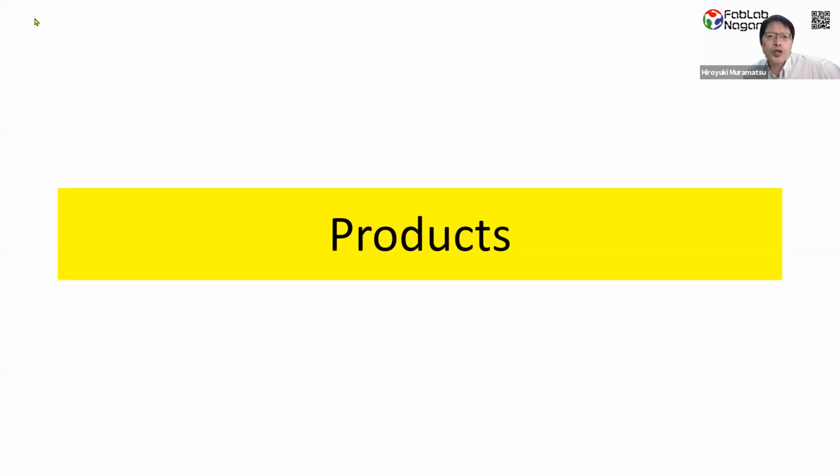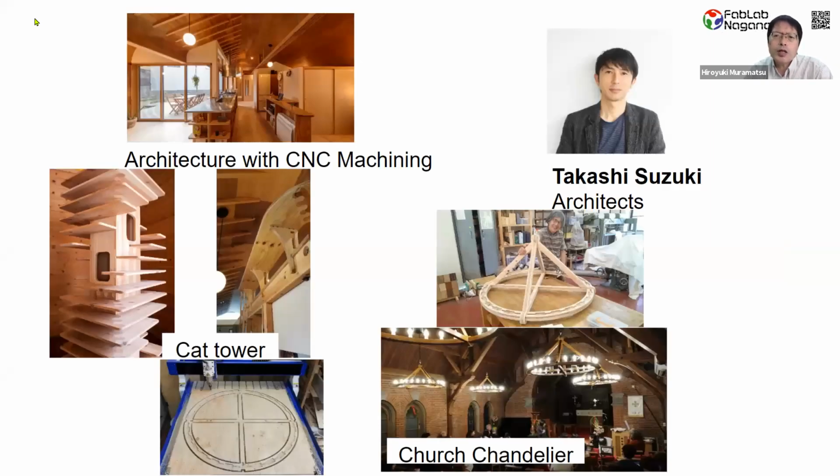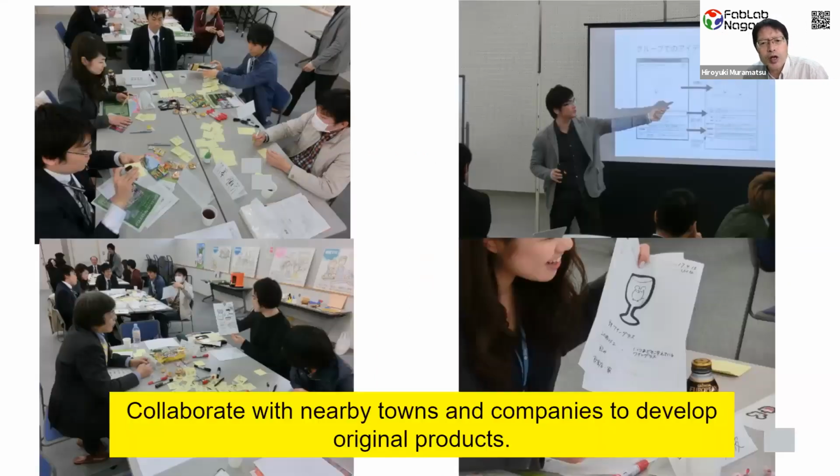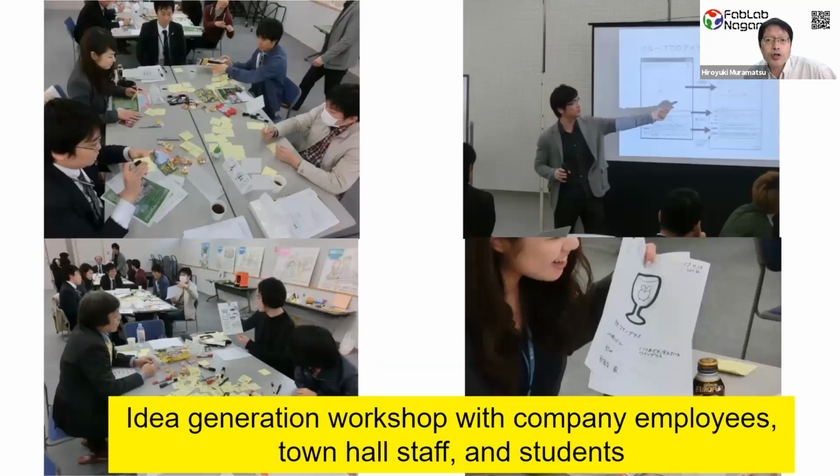So final topics, product. This topic is collaborated with an architecture office, Mr. Takashi. He's a good user of CNC machines. He makes fun articles, a cat tower and church chandelier, all products using CNC machine. And so collaborated with neighboring towns, developed original products.